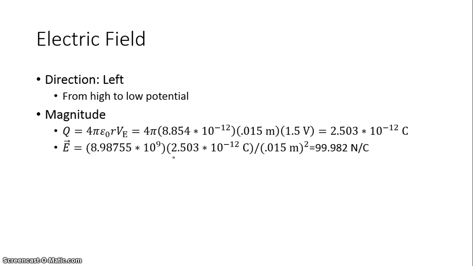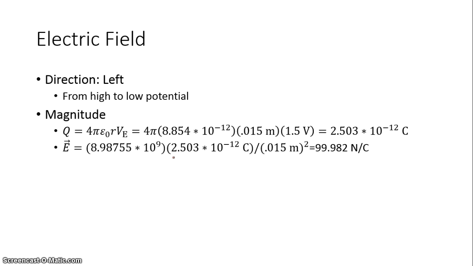This gave us an equation, rearranging the equation for electric potential as charge over 4 pi, the electric constant, R, to the charge being 4 pi, electric constant, R, times electric potential, which would be 4 pi times 8.854 times 10 to the negative 12, that's the electric constant, times 0.015 meters, 1.5 centimeters, times 1.5 volts, which gave us a charge of 2.503 times 10 to the negative 12 ohms.